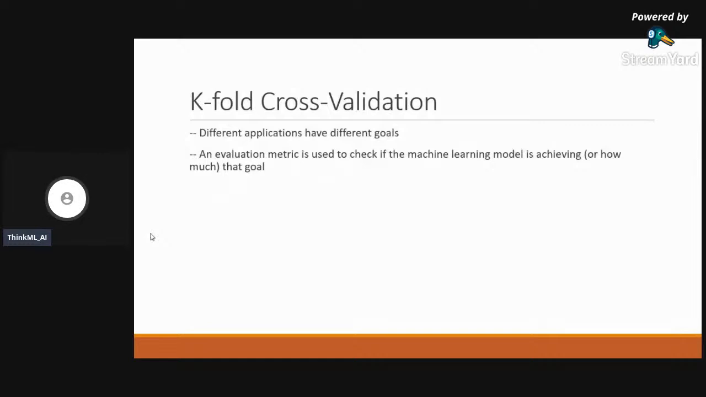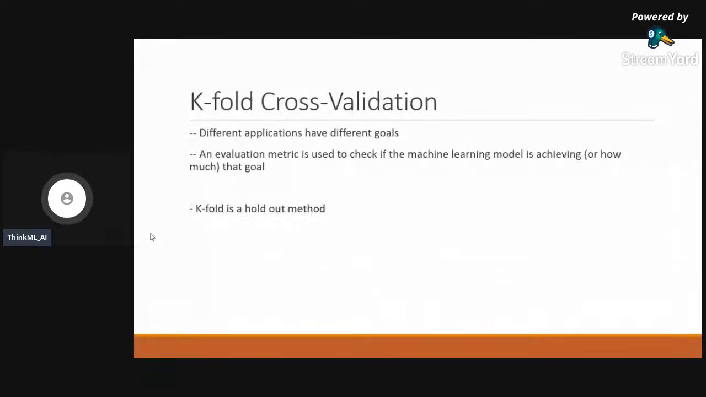So basically, different applications have different goals. Okay, so for example, in ad recommendation, the goal is to show the relevant ad to the user. Okay, in cancer detection, the goal is different. Okay, so you need to detect some disease from the data. Okay, so an evaluation metric is used to check if the machine learning model is achieving that goal. Okay, or how accurately it is achieving that goal. Okay, so this is what an evaluation metric will do.